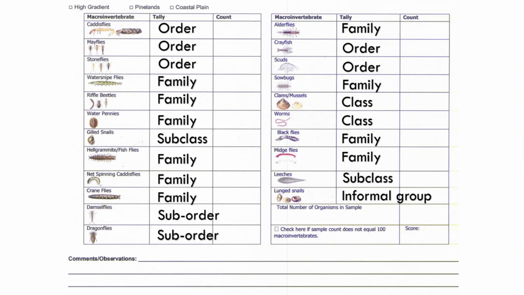And so here is that tally sheet again with all of the different taxa that we're after. So in that class category, we've got our clams, mussels, and worms. In a subclass is where we divide out the gilled snails and the leeches. Our orders include caddisflies, mayflies, stoneflies, crayfish, and scuds, and lunged snails is a bit of an informal group around that order level. Damselflies and dragonflies share the same order, but we differentiate them based on their suborder. And then everything else is identified to the family level. So you can see we have a bit of a mix.